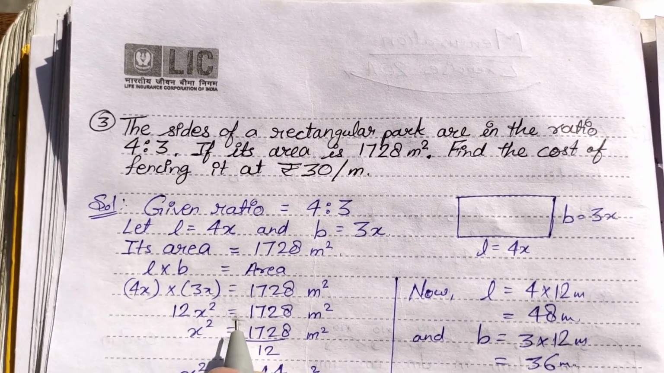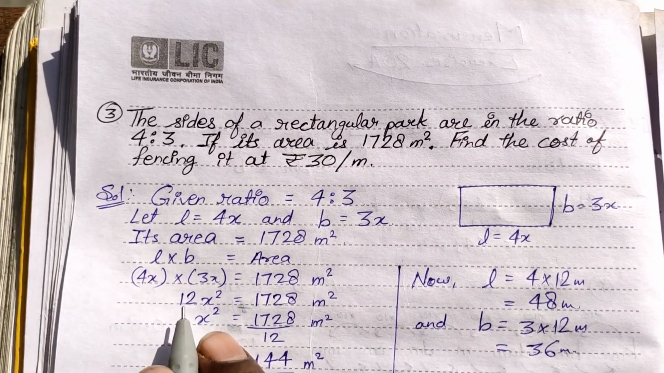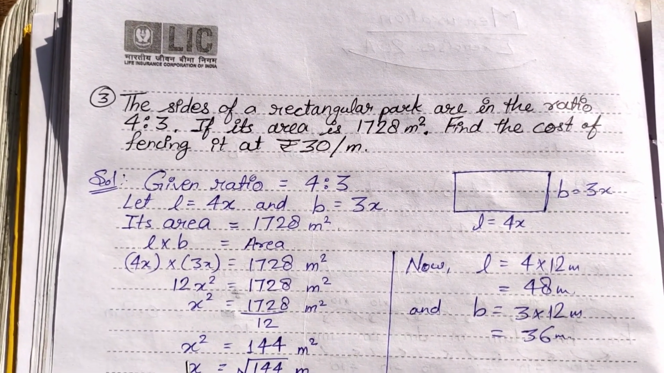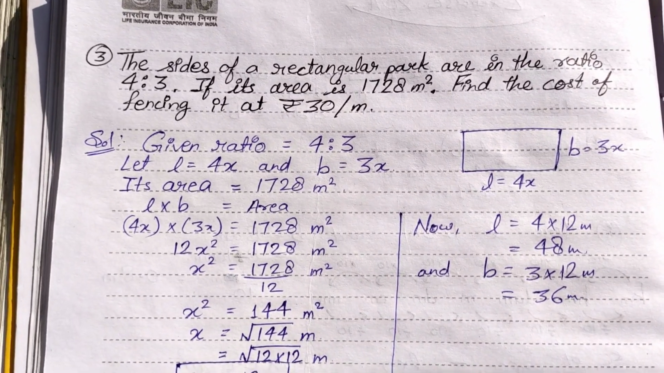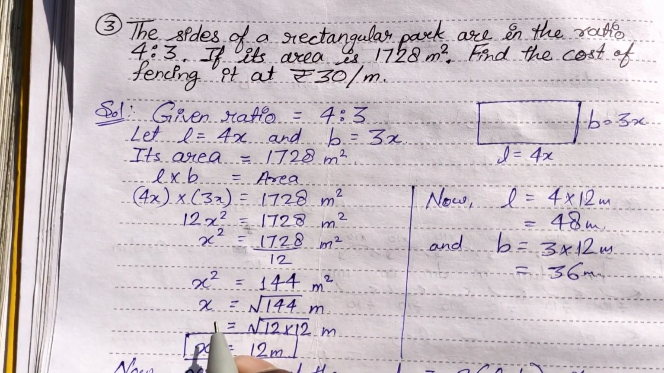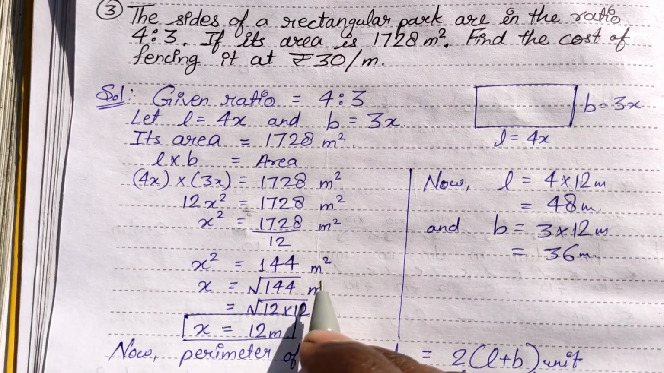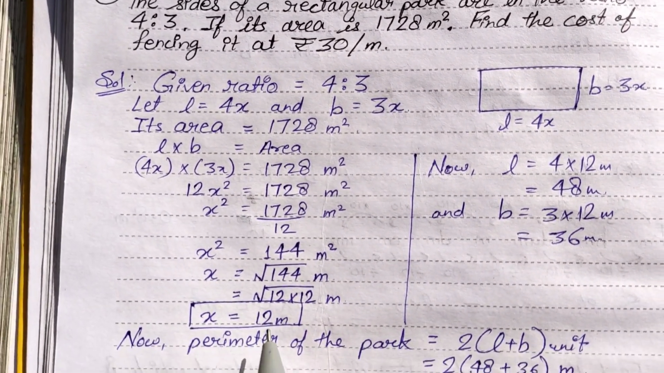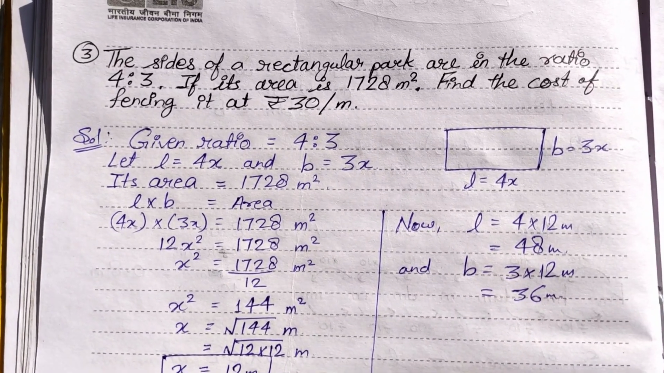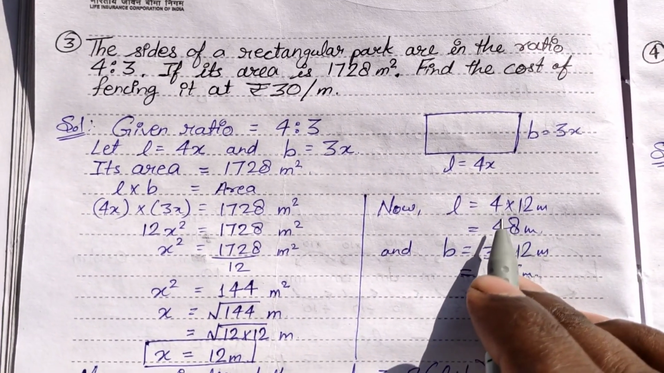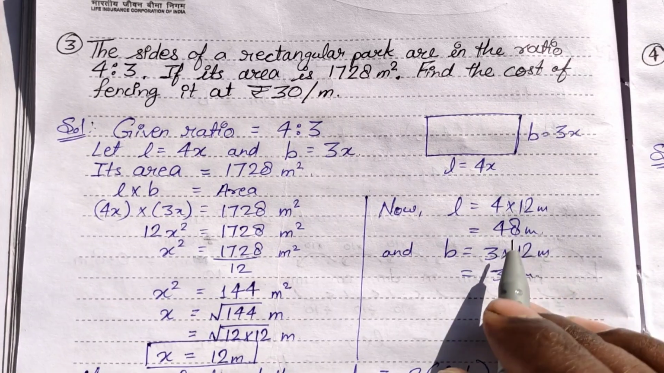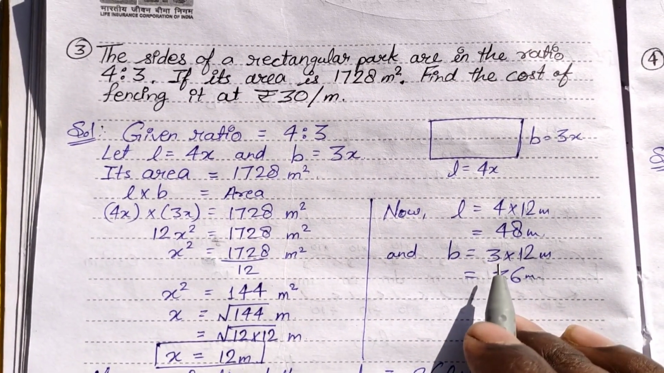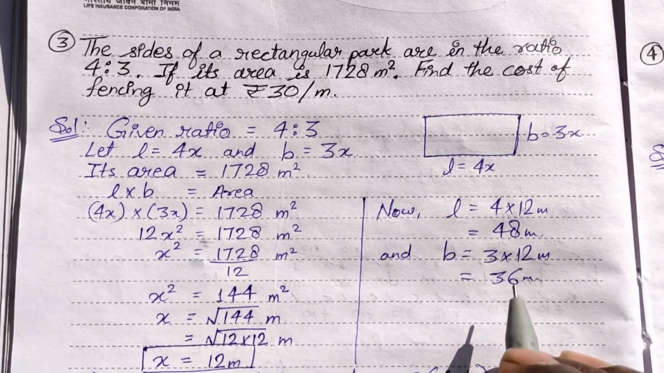So 4 into 3, 12x square is equal to 1728 meter square. Now transfer this 12 to the right side, we have 1728 upon 12. So x square equal to 144 meter square. Now we have to find the value of x. So transfer this square to the right side, we have under root 144. So x equal to 12. Now length is equal to 4x, so 4 into 12, we have 48 meter, and breadth is equal to 3 into x, that is 12. So 3 into 12, we have 36 meter breadth.